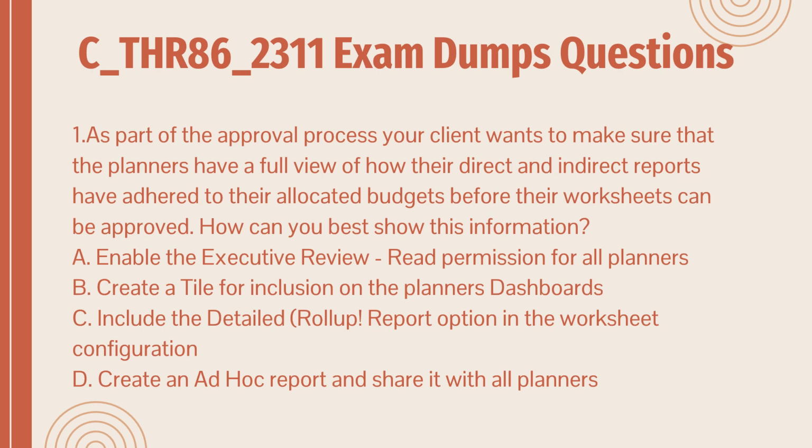1. As part of the approval process, your client wants to make sure that the planners have a full view of how their direct and indirect reports have adhered to their allocated budgets before their worksheets can be approved. How can you best show this information? A. Enable the executive review. Read permission for all planners. B. Create a tile for inclusion on the planner's dashboards. C. Include the detailed rollup report option in the worksheet configuration. D. Create an ad hoc report and share it with all planners.